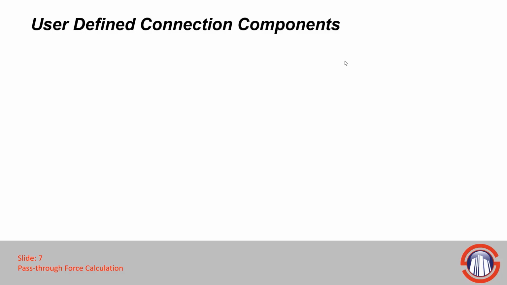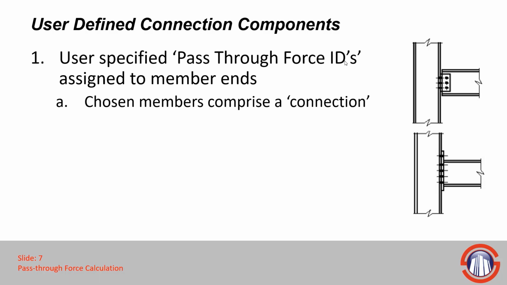So we're going to look at a couple different ways that we can model these contributions to a pass-through force component, like a connection. The first one that I'm going to talk about here is user-defined connection components. And basically this involves a user specifying pass-through force IDs that are assigned to member ends. And those member ends are chosen based on which members might comprise a certain connection.